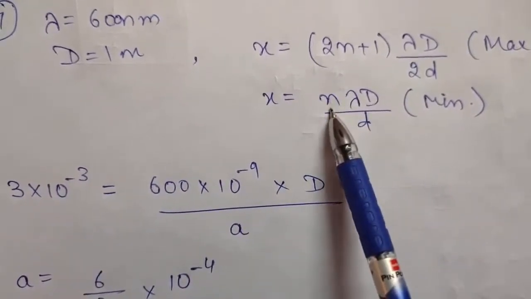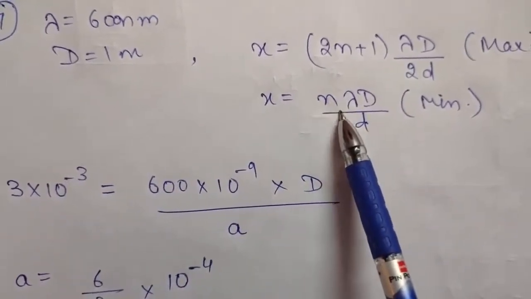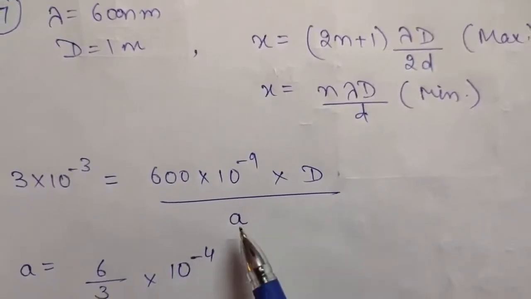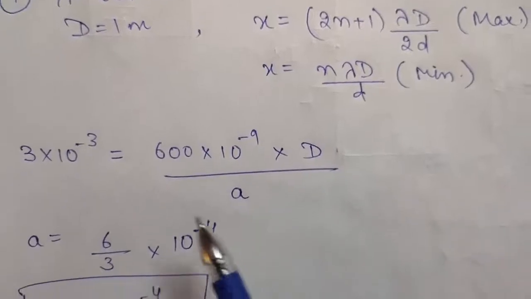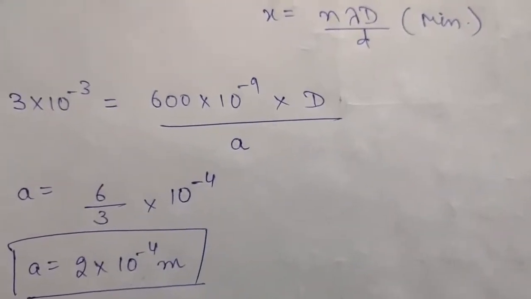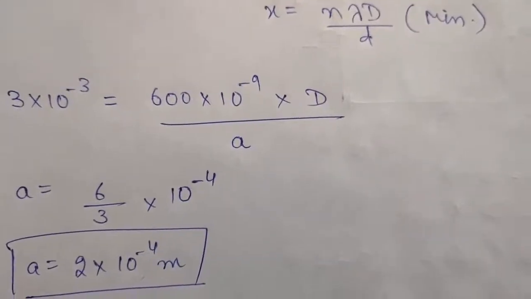Okay, and you have first minima, therefore n will be 1, lambda will be this much, d is given to be 1, and a. I am putting d to be a. So just solve it and you can easily calculate a. That will come to be 2 into 10 to the power minus 4 meters.